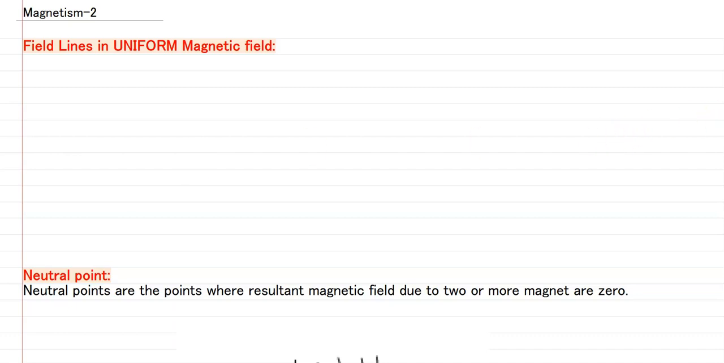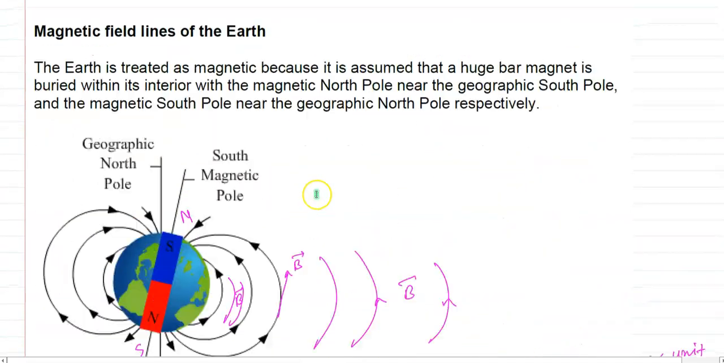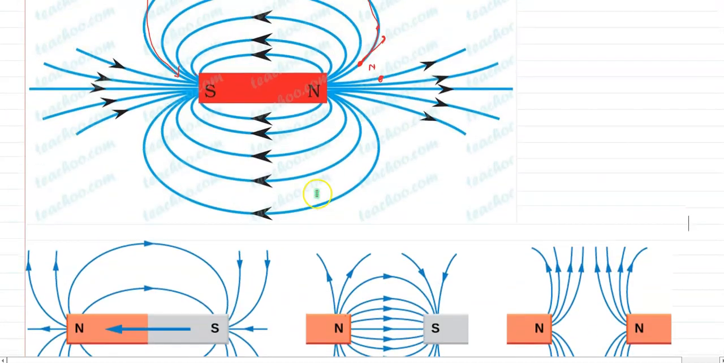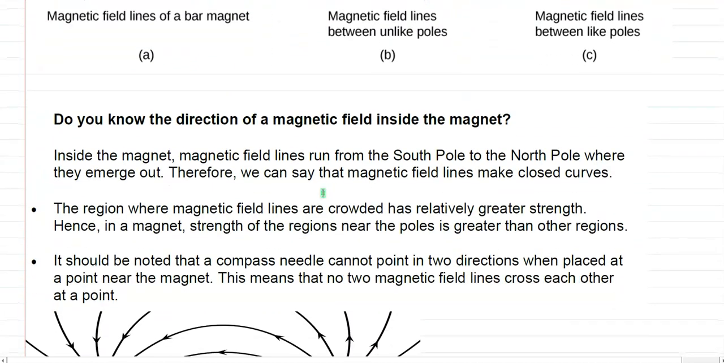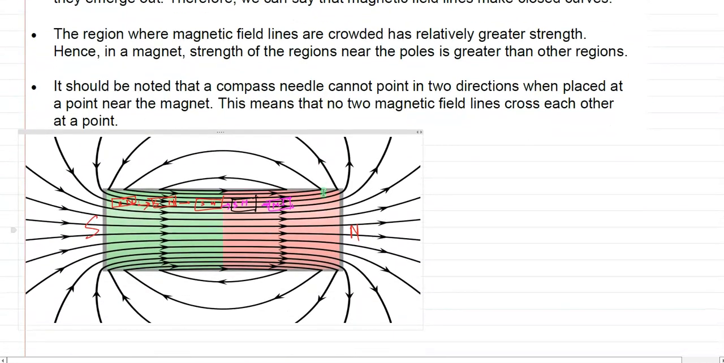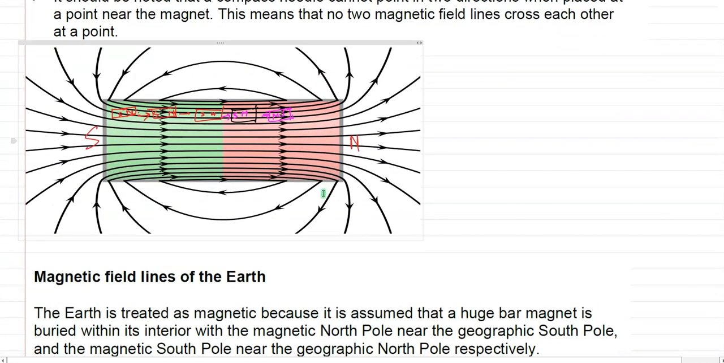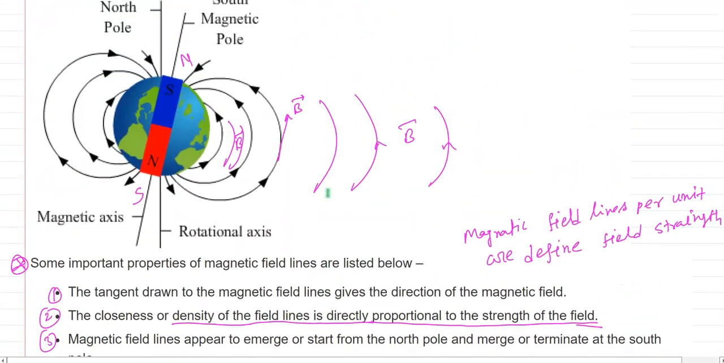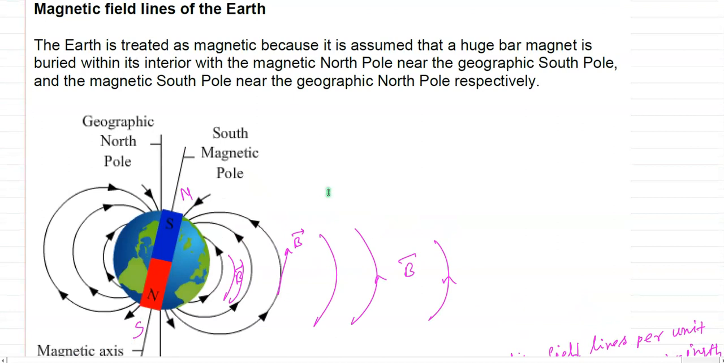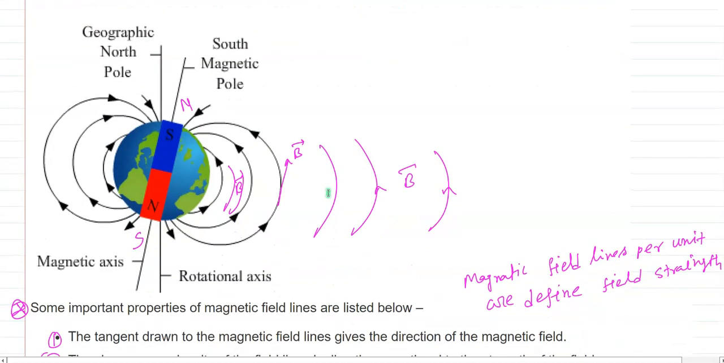Welcome students. We have started about magnetic field, what is a magnet, what are magnetic field lines, and some important properties of field lines. Okay. And we have also studied that Earth is a large magnet.